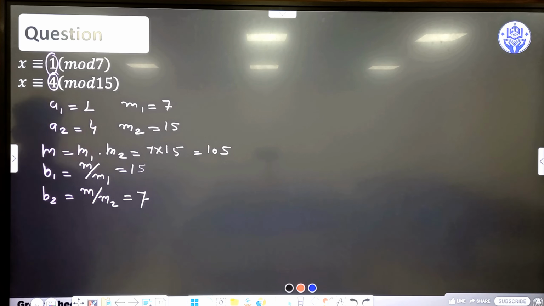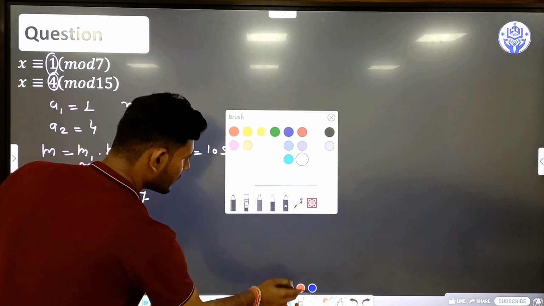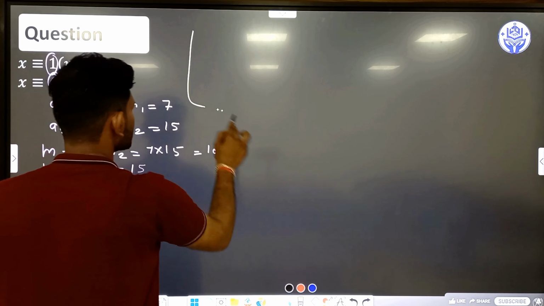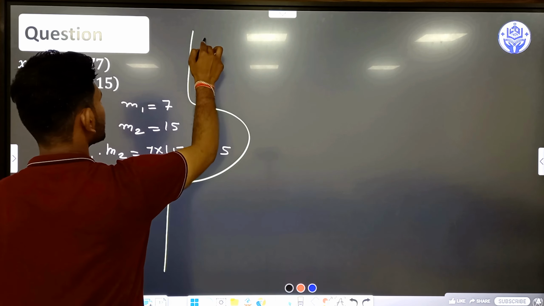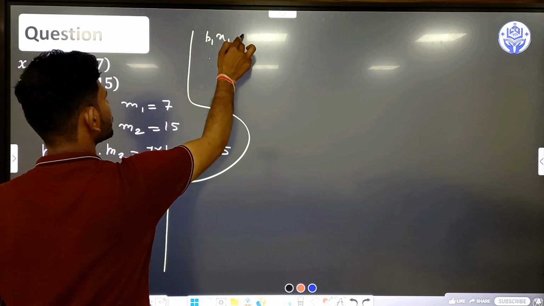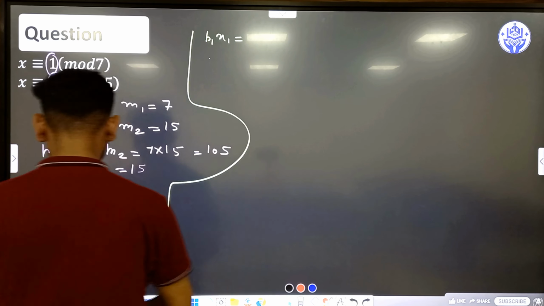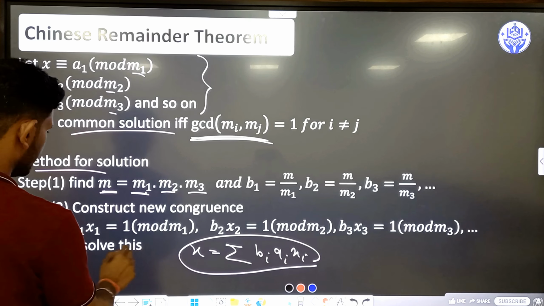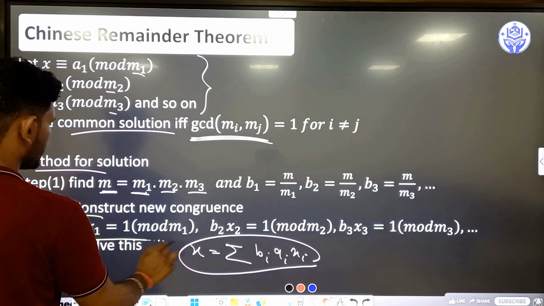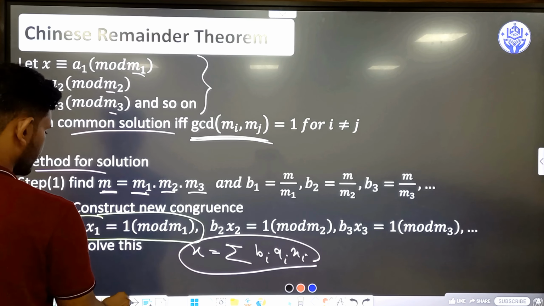So can I construct my new congruence? That is nothing but b1 a1. Okay, what is that? The new congruence will be like this. Let's say my new congruence is like this: b1 x1 is congruent to 1 mod m1. Because of that, this will be my new form. Okay, b1 x1 is 1 mod m1.